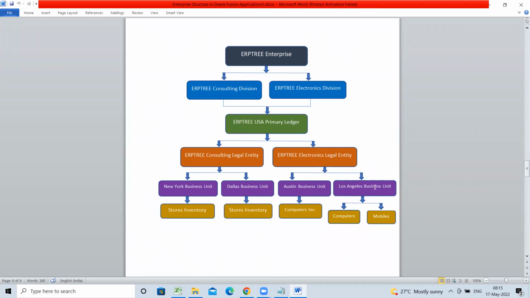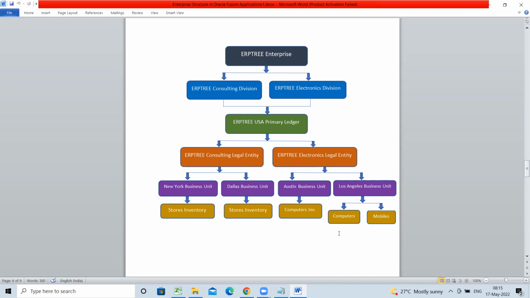And when you talk about Los Angeles branch, they have two businesses. One is computers, other one is mobiles. I took example, they have two warehouses, one for computers, other one for mobiles. So this is how you can create the enterprise. Now here, the new point for us is division. Within this enterprise structure, the new concept is division.